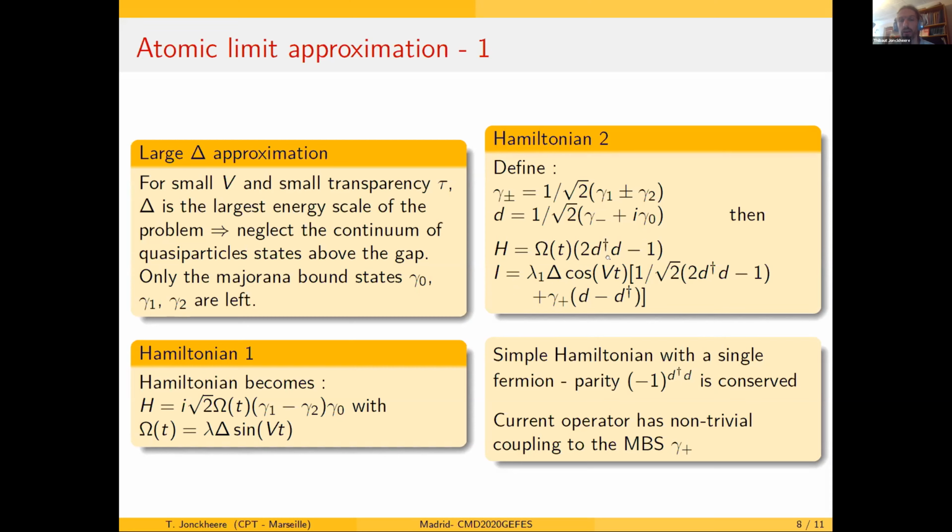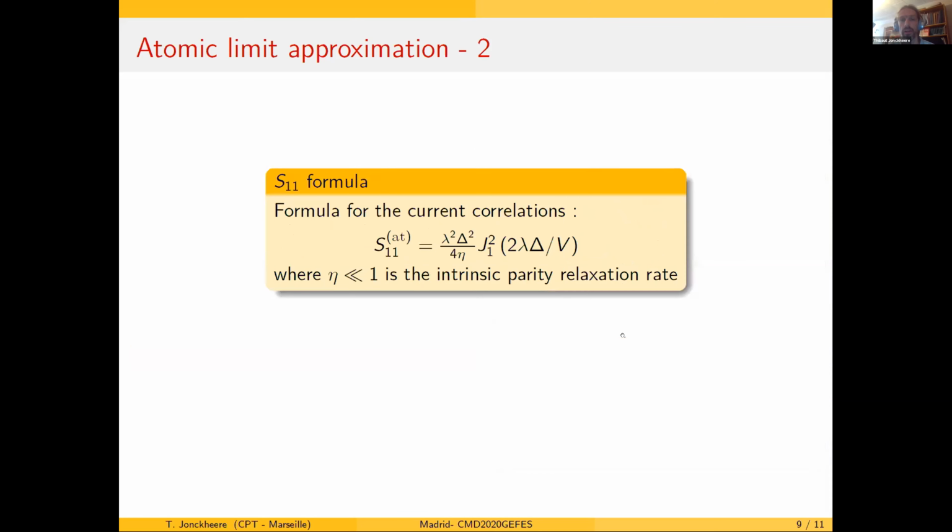This is a really simple Hamiltonian, so it's possible to solve exactly what happens. So we can compute analytically the noise, the current correlation, in this atomic limit. And this is the result that we get. The main feature is that, of course, it's proportional to the tunneling amplitude between the leads. There is a Bessel function squared which depends on the coupling divided by the voltage, so it is a function of the inverse of the voltage.